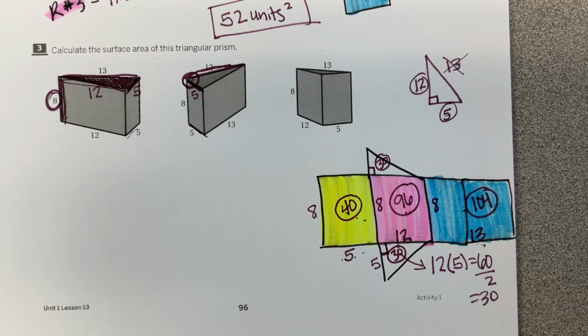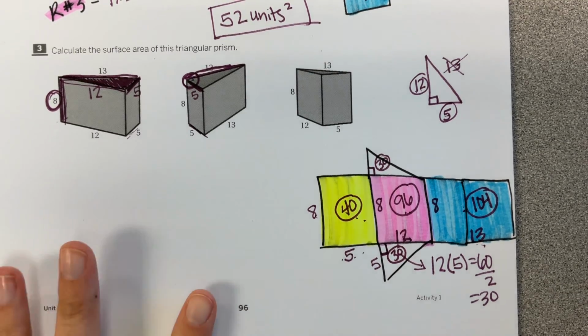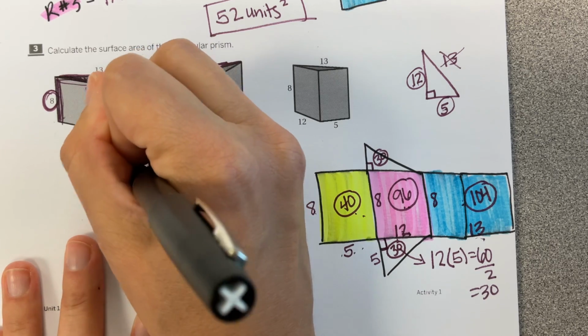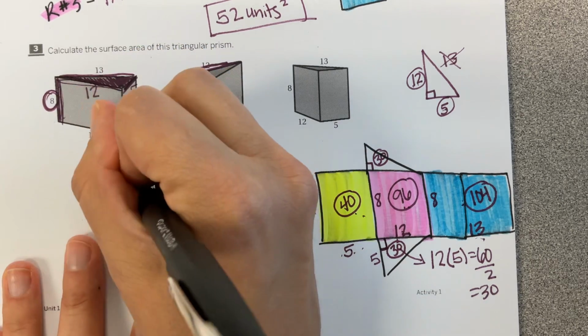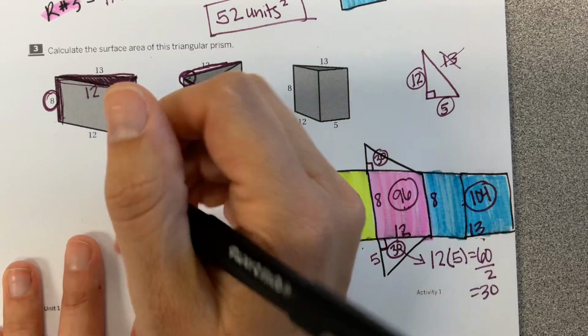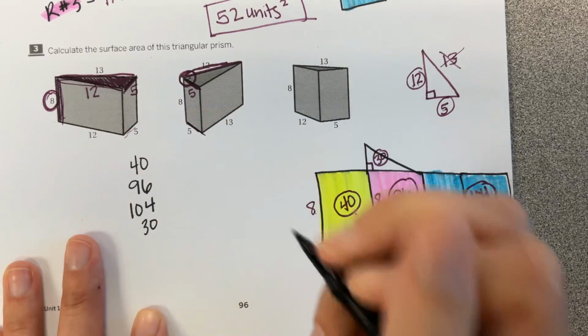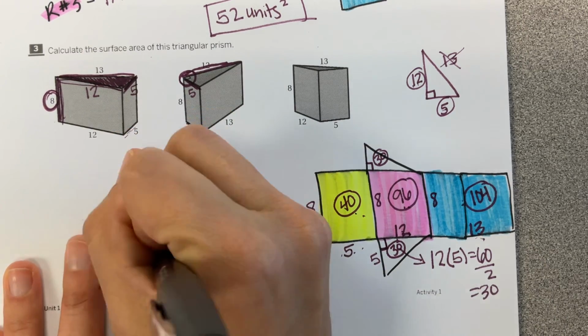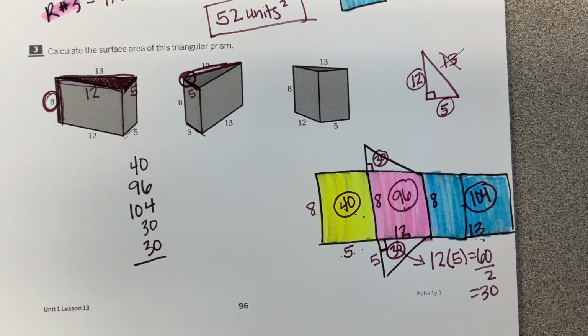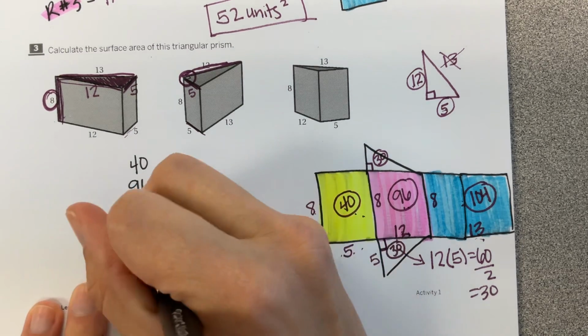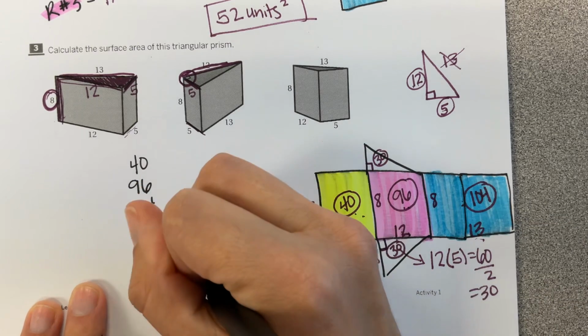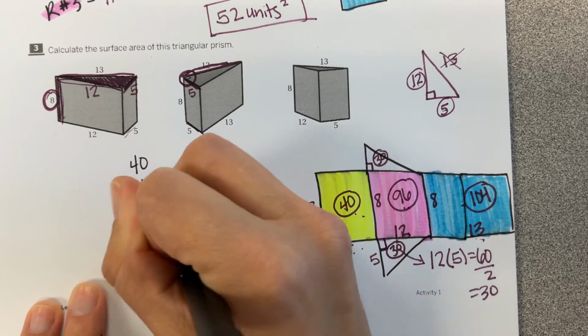So now, as I'm calculating my area, all I'm doing is adding these up. Rectangle number 1, which is 40. Rectangle 2, which is 96. Rectangle 3, which is 104. And then my two triangles, 30 and 30. I'm going to add those all up. You can do it by hand, in your head, or plug it into the calculator. 40 plus 96 plus 104 plus 30 plus 30 gives you 300, and our units are just units squared.